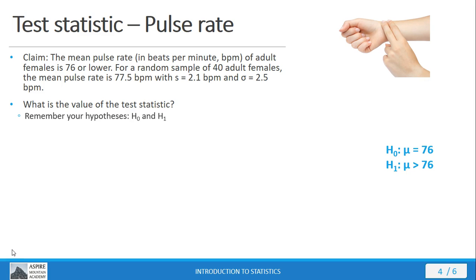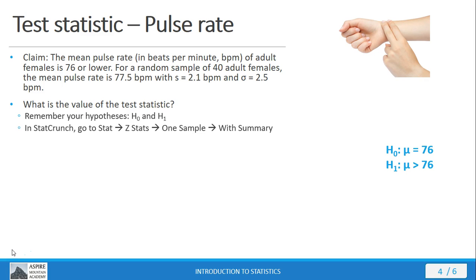So because it has a semblance of equality to it, we're going to have to take the complement of the claim as our alternative hypothesis. So this gives us mu is greater than 76. This also means that we have a one-tailed test on the right.